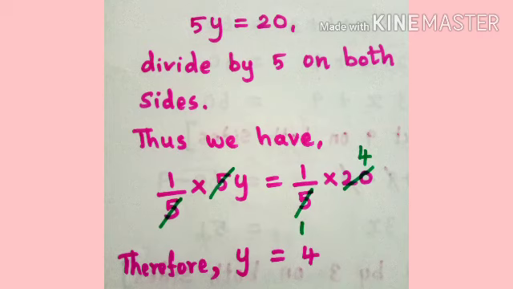Thus, 1 by 5 into 5y equal to 1 by 5 into 20. Here in the left hand side, 5 and 5 cancel out. And we get y is equal to 1 by 5 into 20. So here 5 is 1 times and 20 is 4 times. 4 5s are 20. Thus we get y is equal to 4.